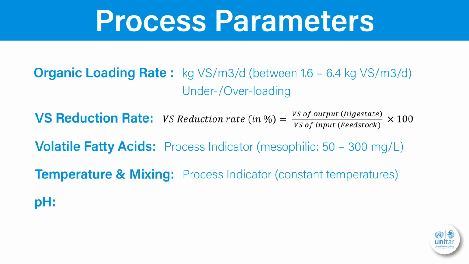Finally, we would like to also mention pH, as one of the important process parameters. The ideal pH range for AD is in the range of 6 to 8. A pH lower than 6 or higher than 8 is restrictive and somewhat toxic to the methane-forming bacteria, and will cause the digestion process to fail. A pH below 6 is linked to a too high production of VFAs.